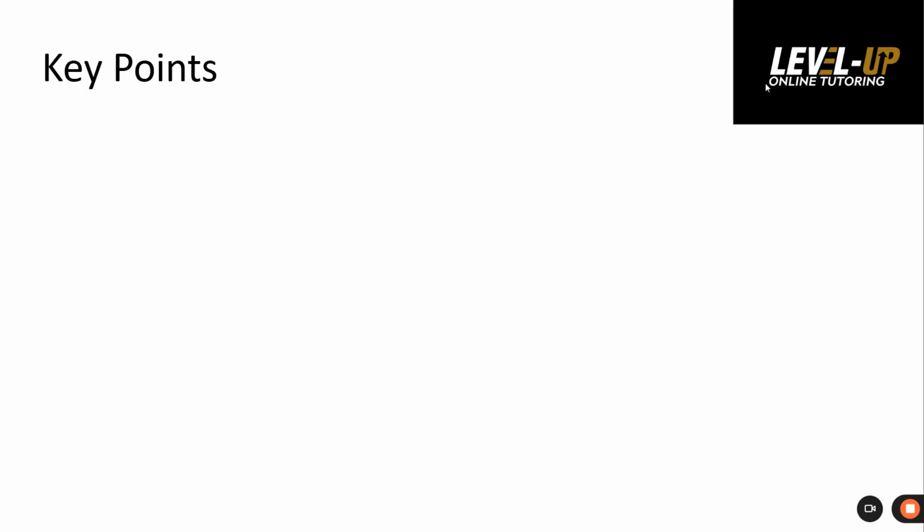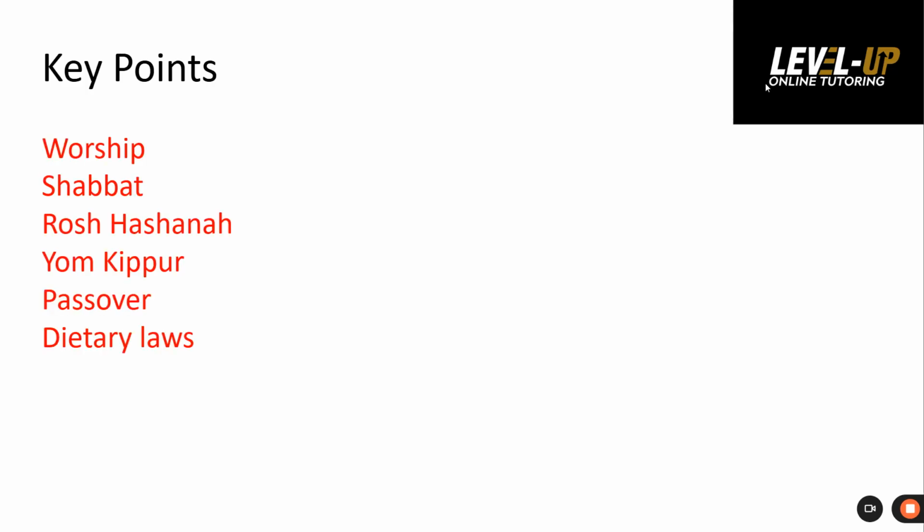So the key points that we're going to focus on today are these ones here. We're going to look at worship, how different types of Jewish people will worship, whether they are Orthodox or Reform. We'll talk a little bit about the difference between those as well, just to make sure we are happy with them. We're going to look at Shabbat being their day of going to worship. We're going to look at some of the festivals such as Rosh Hashanah, Yom Kippur and Passover, as well as some of their dietary laws and how they would go about ensuring that they do everything correctly.